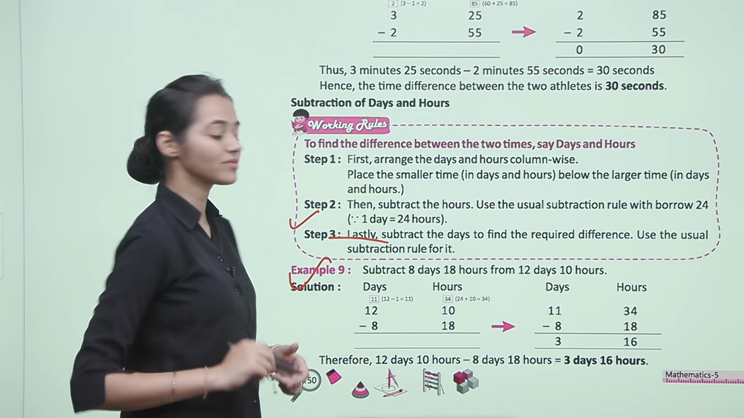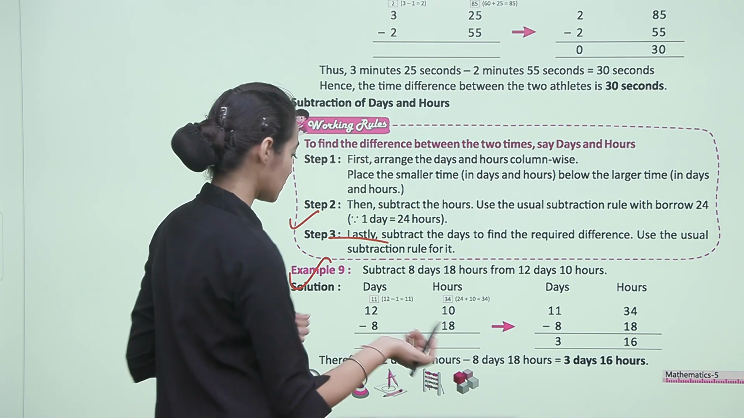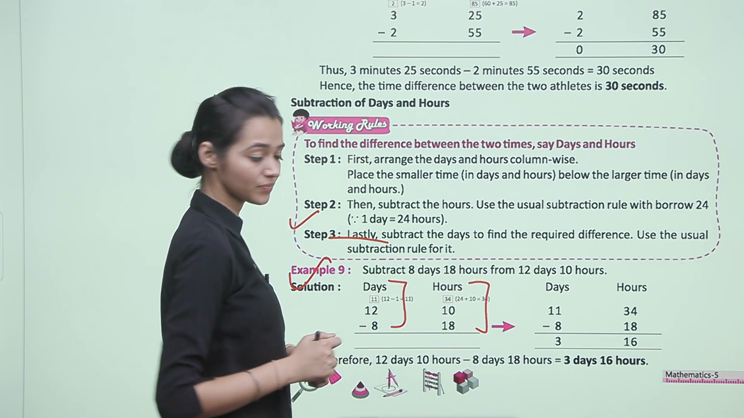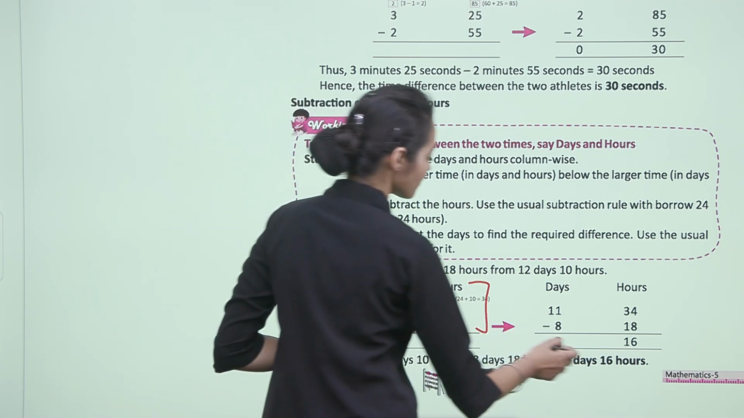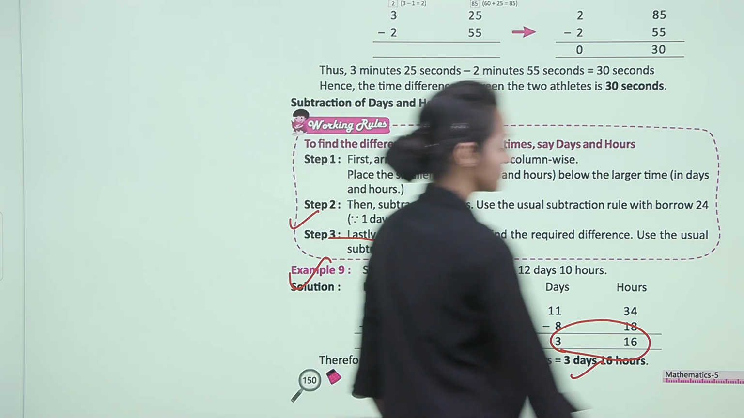Now let's understand it better with the help of example number 9. We have to subtract these days from this one. Firstly, we arrange the hours and days column. After finding the difference, the answer we get is 3 days 16 hours.